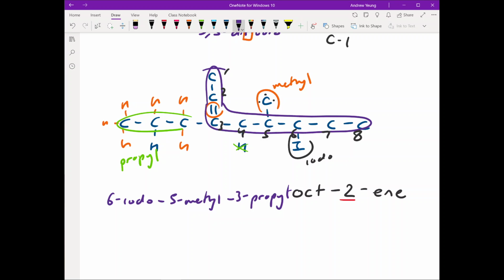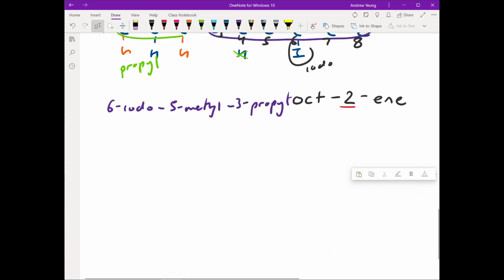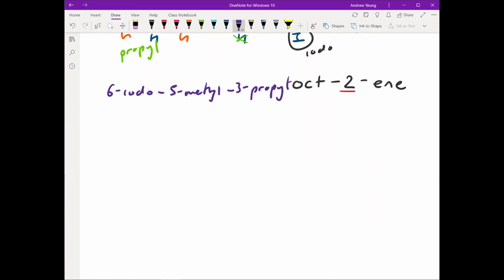So I want to just emphasize a lot of this is actually familiar to you. You know most of the alphabetizing, keep the numbers tiny and all that. And all we're really switching on here, we're now going to have a number, not just for branches, but the number for the double bond itself. And I always give you the smaller of the two numbers there. Okay. Let's try out another molecule here.